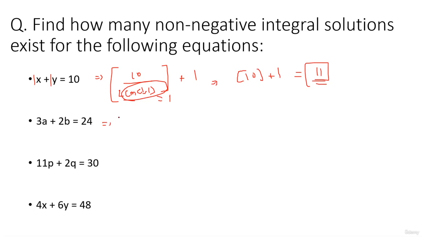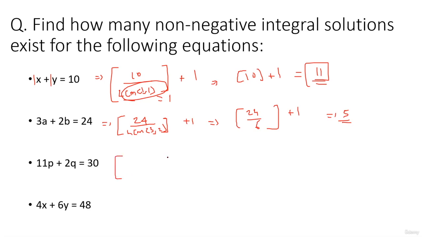Same way in this case, it will be the floor of 24 divided by LCM of 3 and 2, plus 1. Now LCM of 3 and 2 is 6, guys. So it is floor of 24 by 6, sorry, plus 1. 24 by 6 is 4, plus 1 is nothing but 5.